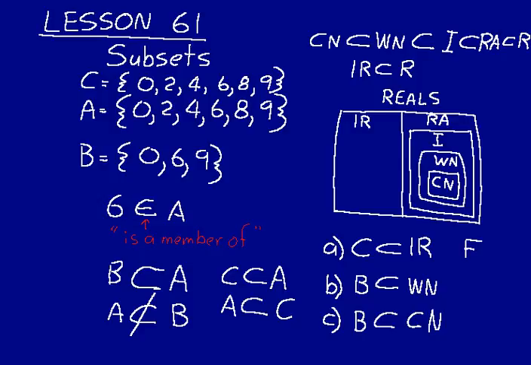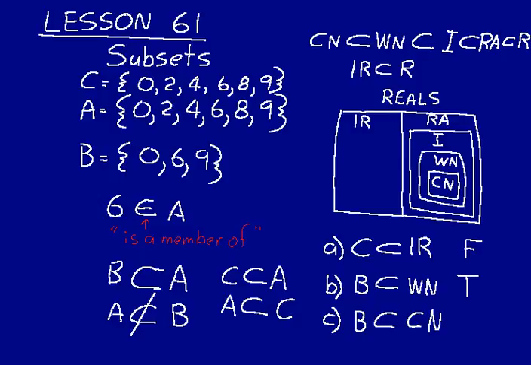Now practice problem B. B is a subset of the whole numbers. Is that a true or false statement? Look at B: 0, 6, and 9. The whole numbers start with 0. They're counting numbers starting with 0: 0, 1, 2, 3, 4, 5, 6, 7, 8, 9. So yes, B would be a subset of the whole numbers. So we would say true for that statement.